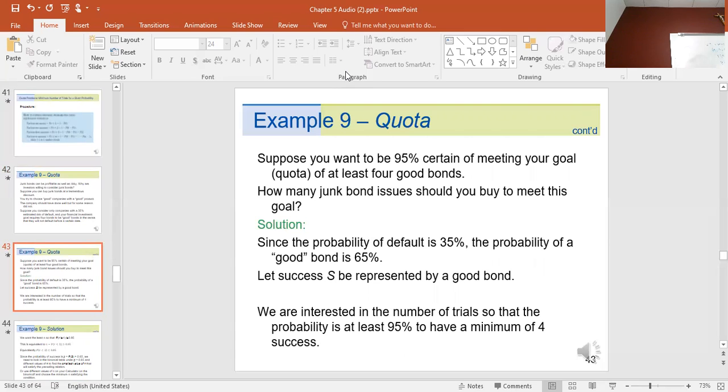So if the probability of success, for example, if P is equal to 0.65, what is the probability that the number of successes will be at least 4? What is the N? If you know that the probability that the number of successes is at least 4 is 0.95. When we say that the confidence level is 0.95, it means that you have a probability of getting that of more than 0.95.